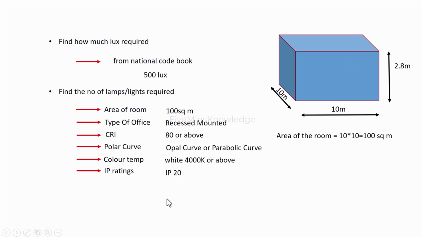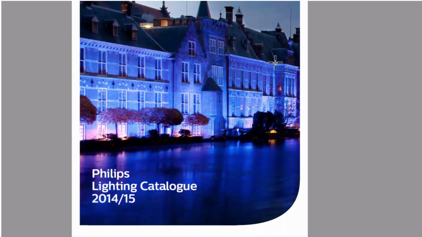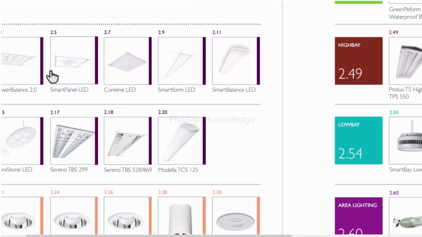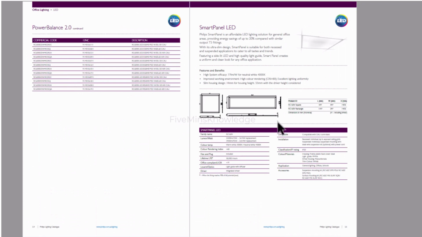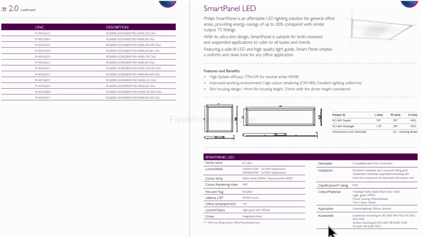So now let's go to the manual. I have come to the lighting manual of the company Philips, and there are different kinds of lights. So now let's choose this light. Then I have to check if our condition matches or not. First of all, this light is suitable both for recessed and suspended applications. So our application is recessed mounted.